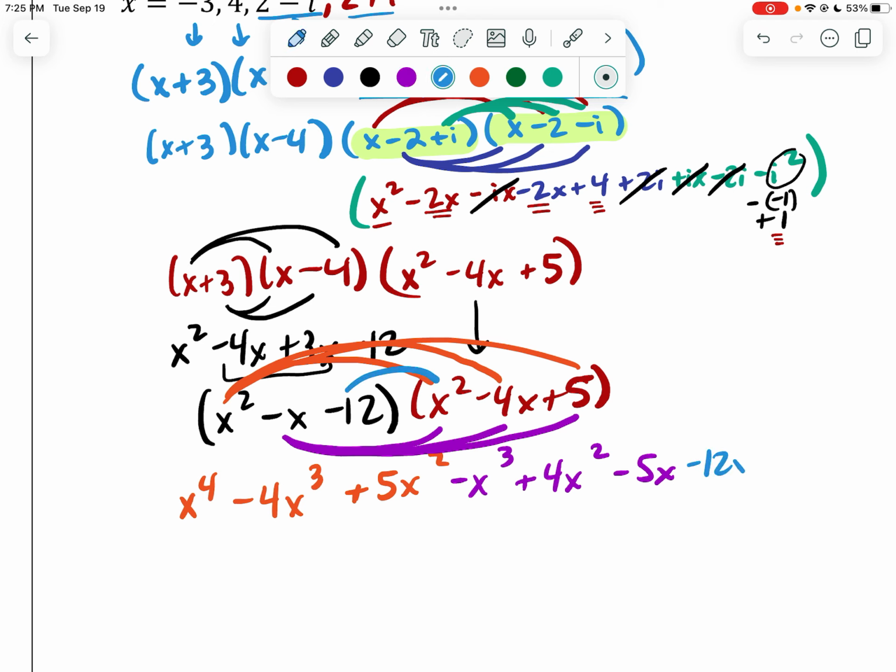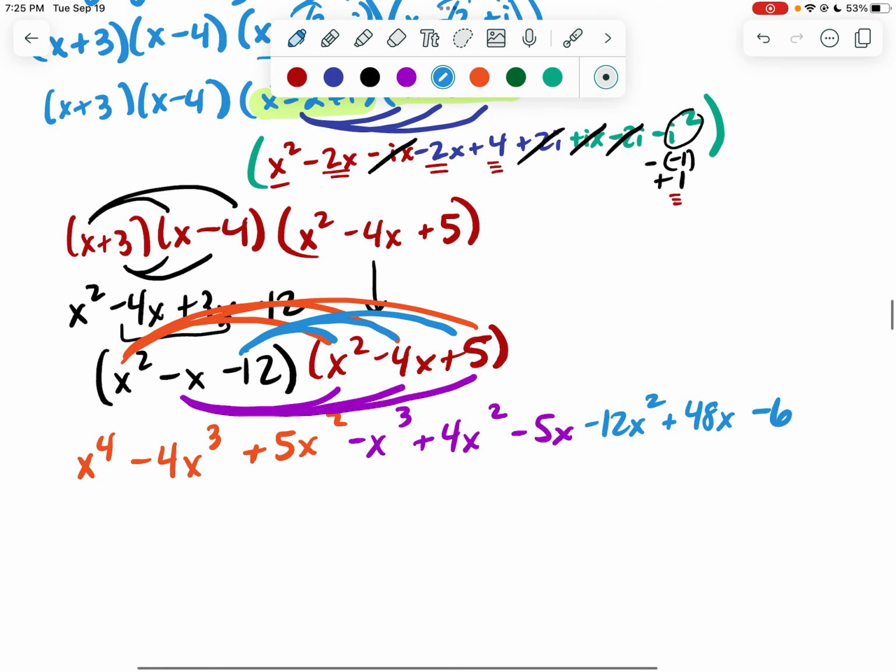So that's minus 12x squared, plus 48x, right? Negative 12 times negative 4x. And then negative 12 times 5 would be minus 60. Oof. Okay, so we're almost there. Now it's just clean up your like terms.